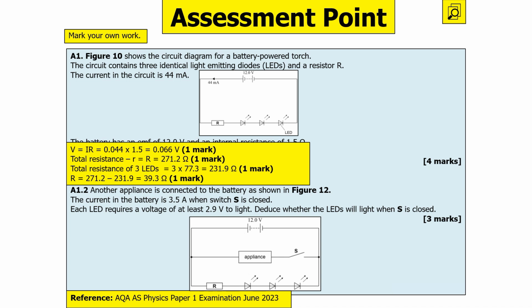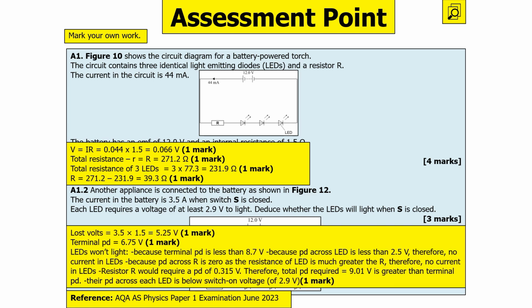Now the total resistance of the 3 LEDs, we know each one is 77. They're in series and they're added together. So therefore it's 231.9 ohms. So therefore our resistance R is going to be the difference, as we said, between the two values. So therefore it's going to be 39.3 ohms.